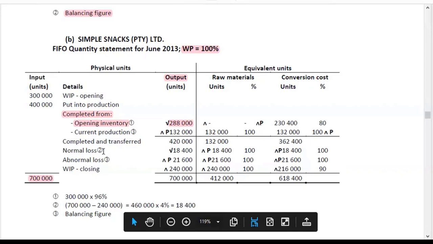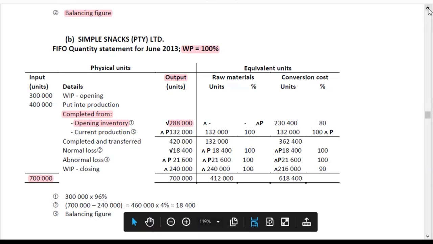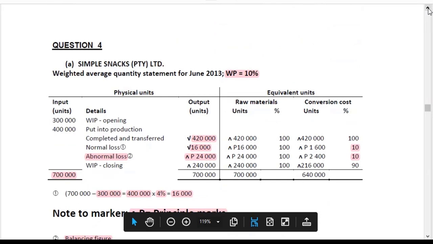I got it right, but the only challenge I had was that I used 10%. I didn't check the last part where it says the wastage point was at the end. So I used the 10%. That's where I lost it, and at the end of the day, it ruined everything. On the opening inventory, I said 300 times 100% minus 10%. The 10% is the one that we used on A. But I was supposed to use the 4% normal loss. I understand why I got it wrong.